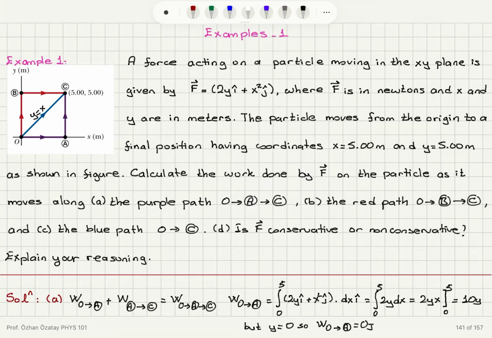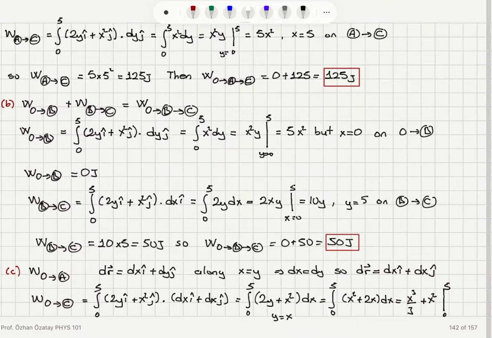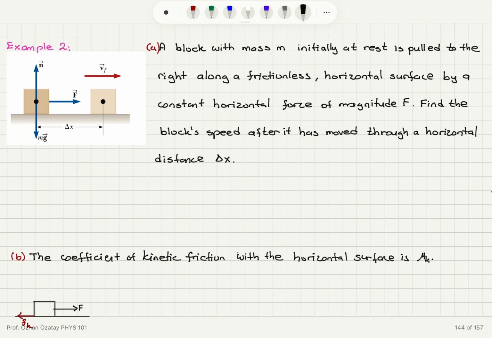So I calculated the work done on these paths by considering the portions of the path separately, and I find that the purple path gives me 125 joules, the red path gives me 50 joules, the blue path gives me 66.7 joules. Since the work done depends on the path taken, it is non-conservative. I also checked if it can be derived from a potential energy function. It's clearly not possible to derive it from a potential energy function U of x, y. Therefore, this force is non-conservative. Okay, let's move on to another example.